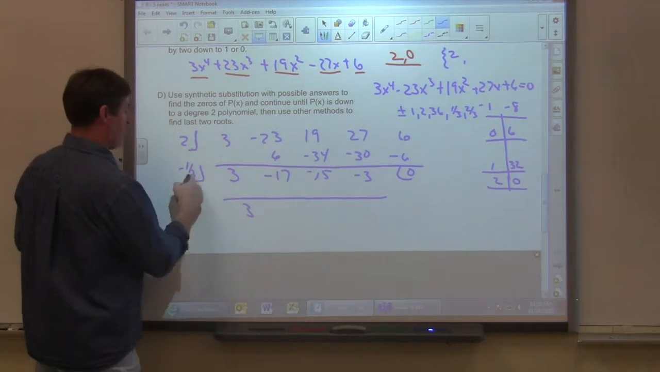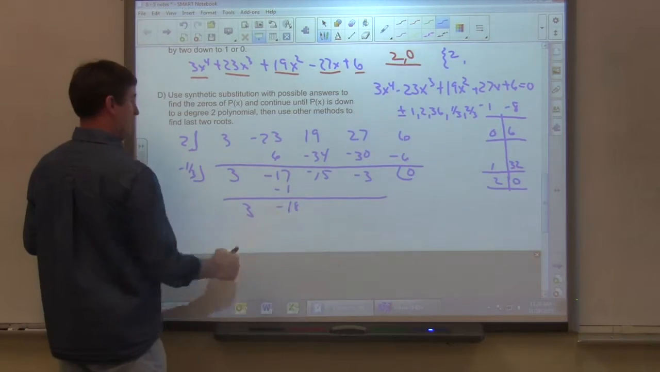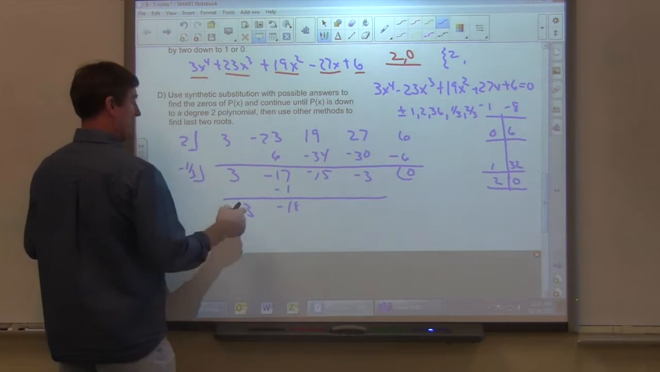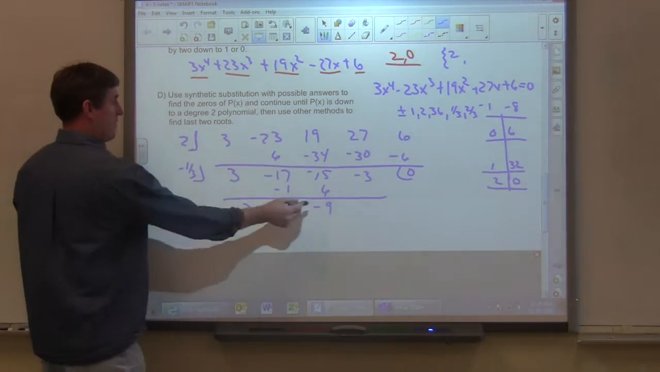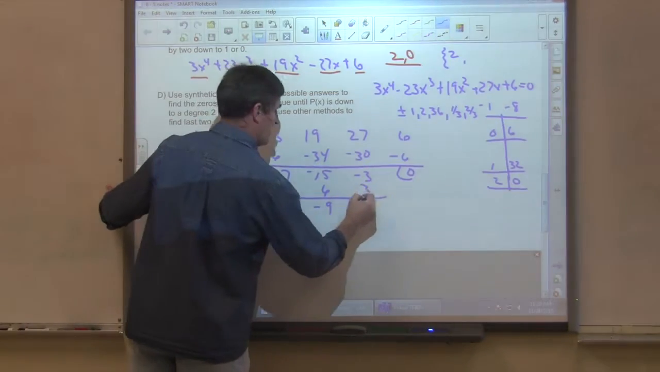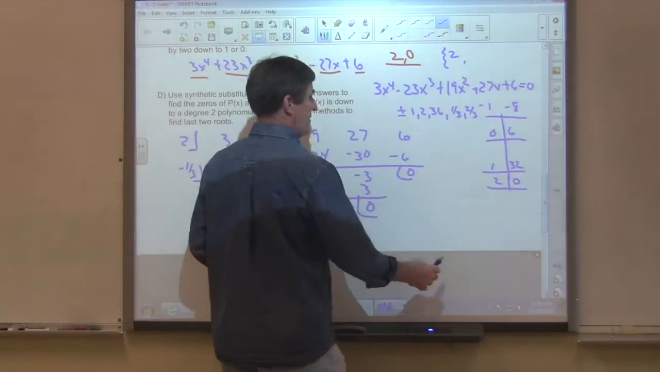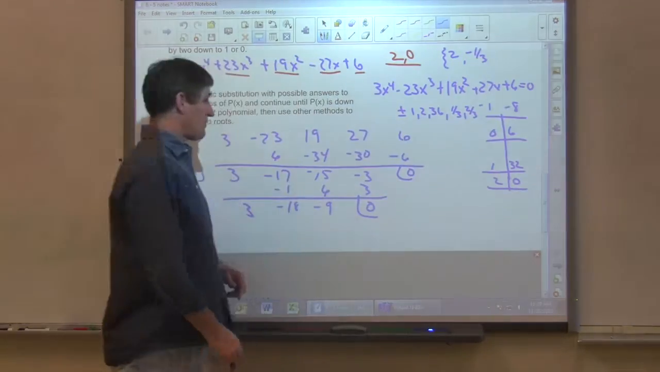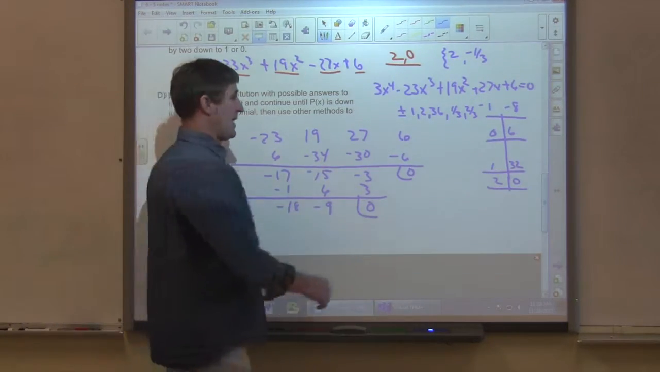So we bring down the 3. 3 goes into 3 once. We get a -1, -18. 3 goes into -18 6 times. And 6 times 1 is 6, and we have 2 negatives, so that's a positive. That gives us a -9. And 3 goes into 9 3 times. 3 times 1 is 3. And 2 negatives is a positive. And so we get 0 as our answer. So now we have another answer, -1/3. Now here's what's important. Remember when we did synthetic division?